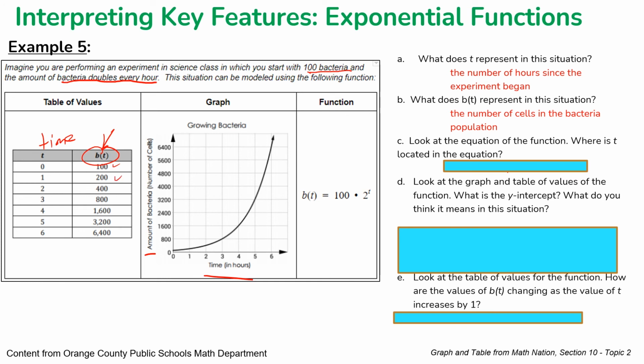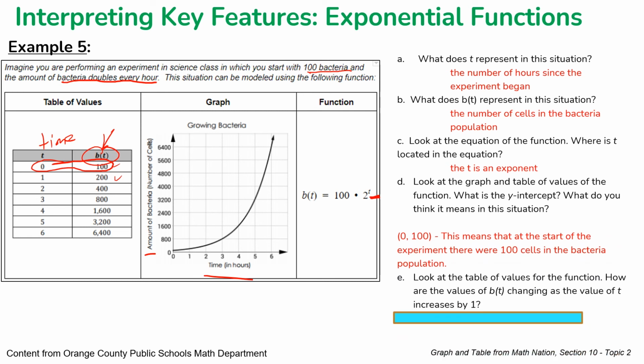Let's look at C. It says, look at the equation of the function. Where is T located in the equation? It is the exponent right here. D, look at the graph and the table of values of the function. What is the y-intercept, and what do you think it means in this situation? So y-intercept, remember x has to be 0. So where do you see 0 for x? That would be here. So our y-intercept is (0, 100). This means that at the start of the experiment, there are 100 cells in the bacteria population.